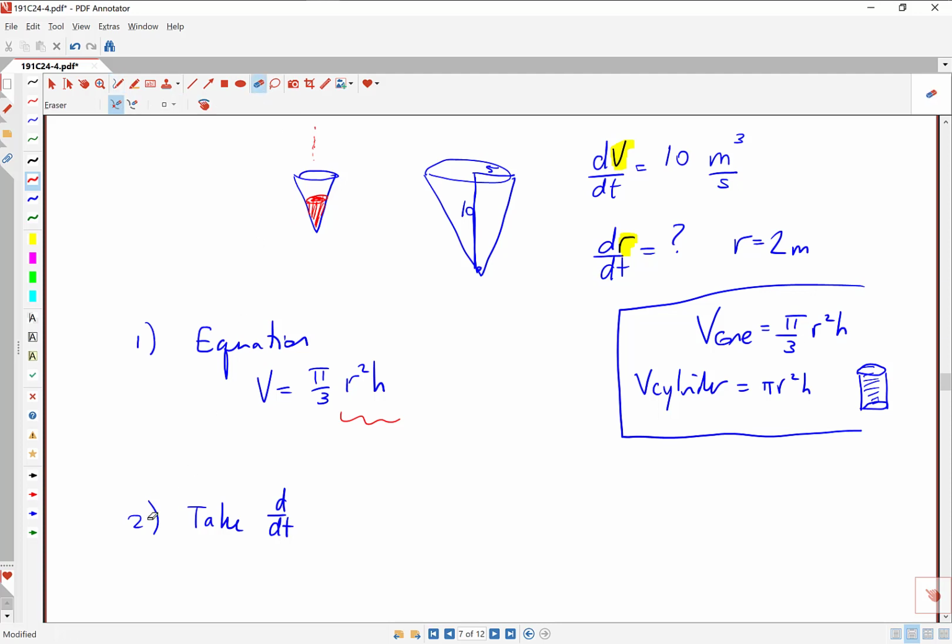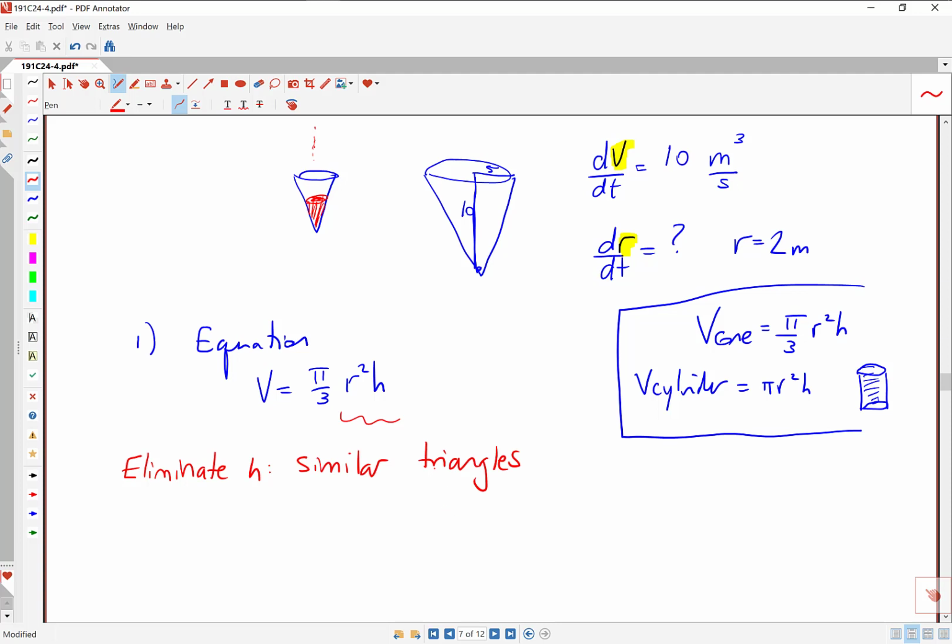So we're not going to jump the gun. We're not going to go to step 2 yet. We are actually going to eliminate h. And the way we're going to do that is using similar triangles, because we actually have enough information here just to get rid of h right at the beginning of the problem.